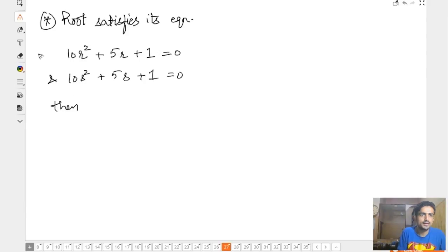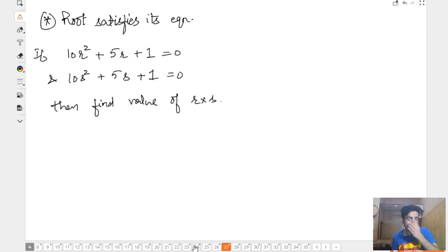Then find the value of r into s. Now guys, what first approach comes to mind? Okay, nobody solves it. Right? Nobody solves it. Just listen to me.